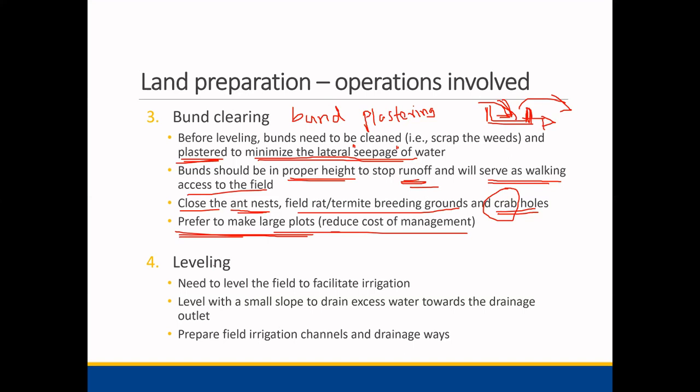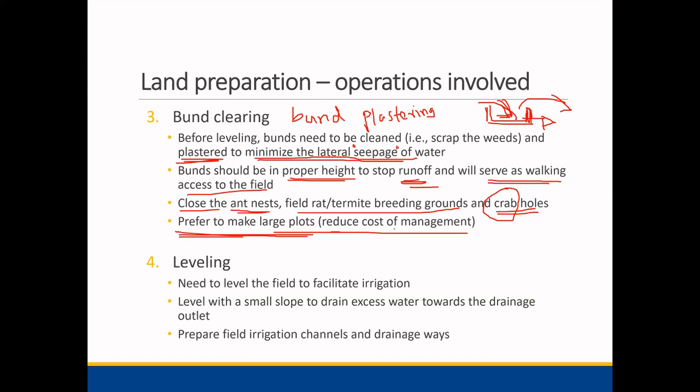When you have small plots separated by bunds everywhere, you will waste space, that's one thing. And then it's very difficult to move harvesters across the bunds, they will damage the bunds, and the operations will be affected. When you have large tracts, it's advisable, but practically sometimes it's not possible.